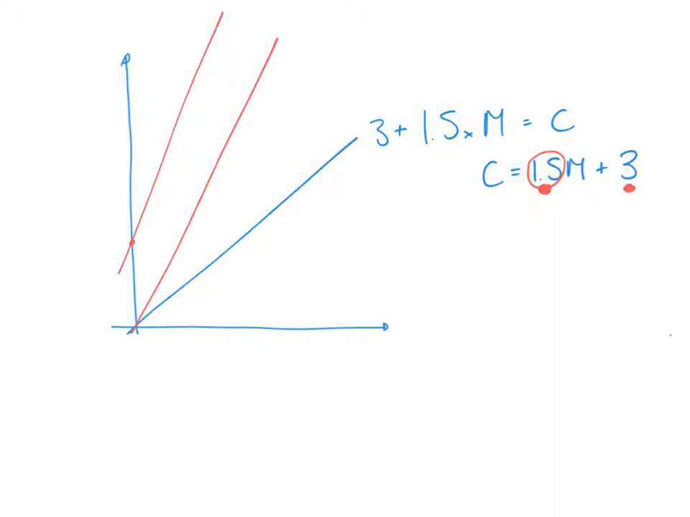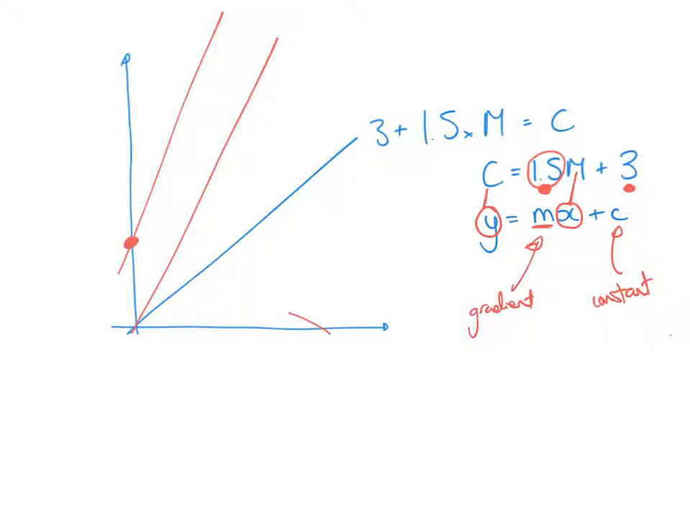Now this is the form of any linear equation. You'll have seen it in the form y equals mx plus c. What we've got here are our two variables. For us, the variables were the number of miles and the total cost. This part here is called the gradient, and it's normally just a number, and it's what's controlling the gradient of the graph, or the rate of change. This one here is called the constant, and it's the value at the point where the graph crosses the vertical axis.